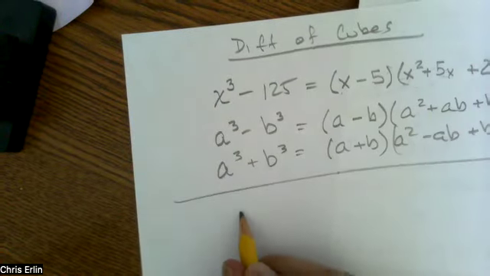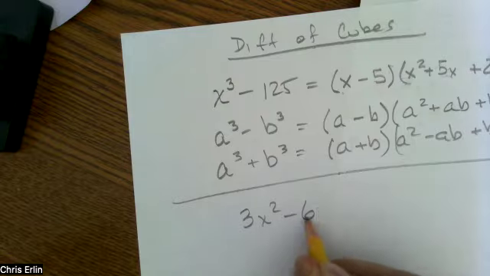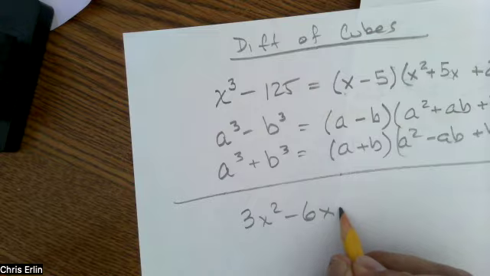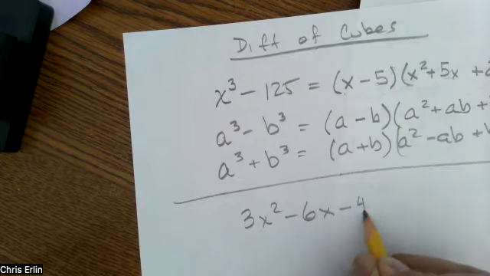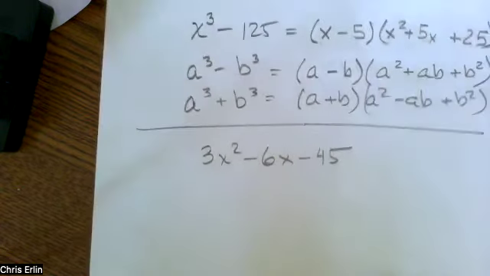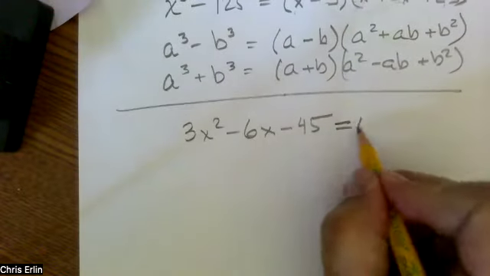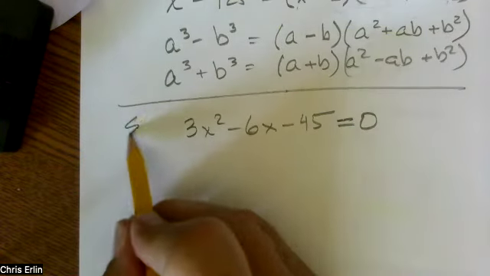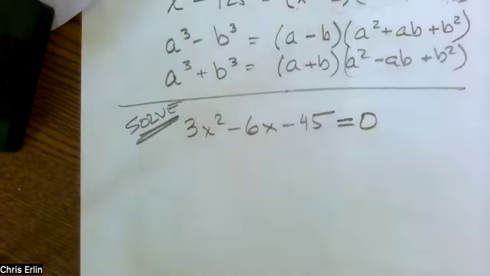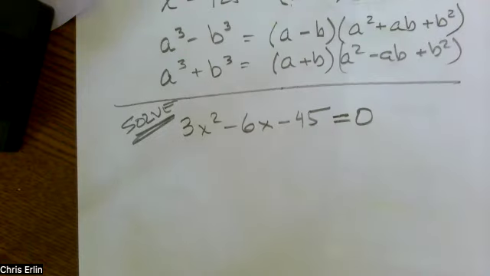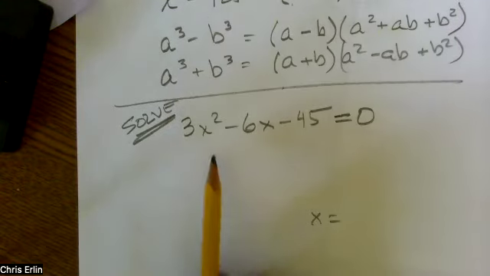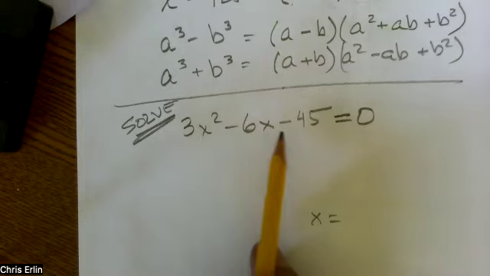How do things change when I'm given something like 3x squared minus 6x minus 45? If this is set equal to 0, how does that change the problem? Now the idea of factoring is a tool to accomplish a mission. We're trying to get at the end that x equals something. What would be my first step to factor this?